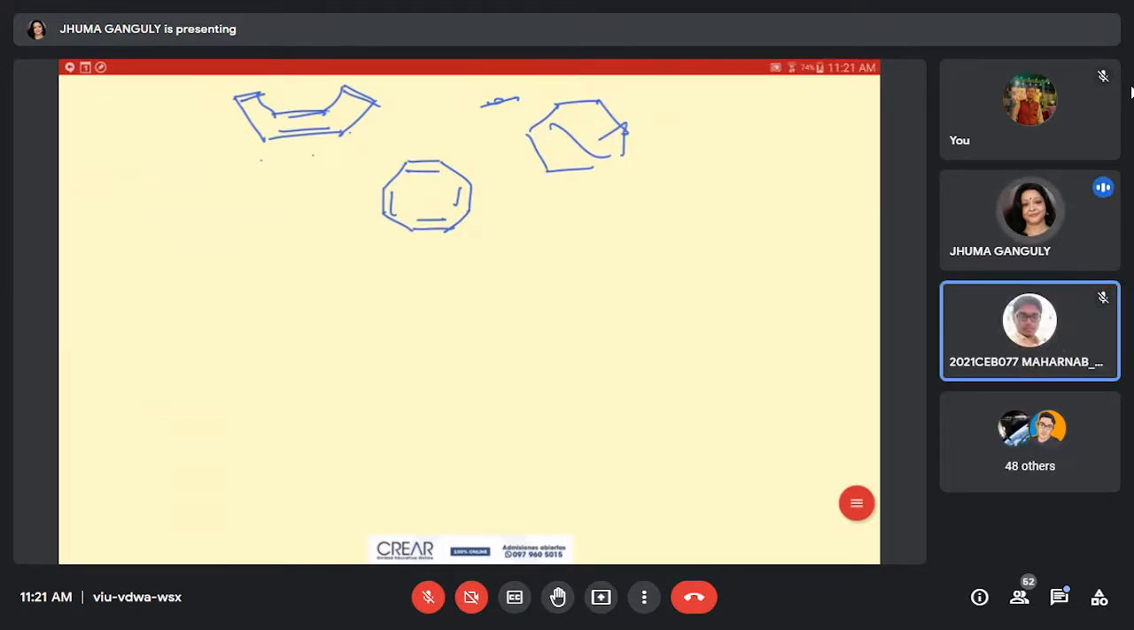So the actual form of the structure is non-planar, and in that case we have no resonance. That criteria is not fulfilled, so it's non-aromatic, not in the category of either anti-aromatic or aromatic, but non-aromatic. Okay.